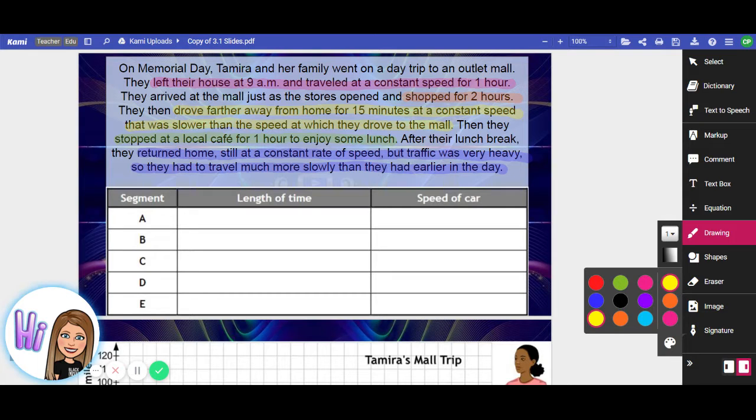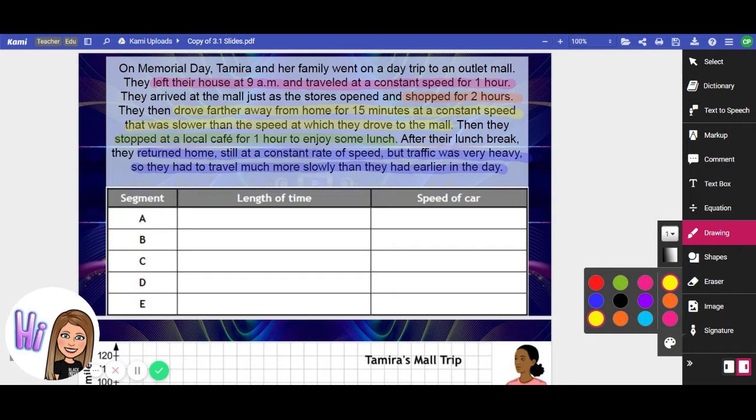On Memorial Day, Tamira and her family went on a day trip to an outlet mall. They left their house at 9 a.m. and traveled at a constant speed for 1 hour. They arrived at the mall just as the stores opened and they shopped for 2 hours. They then drove farther away from home for 15 minutes at a constant speed that was slower than the speed at which they drove to the mall. Then they stopped at a local cafe for 1 hour to enjoy some lunch. After their lunch break, they returned home, still at a constant rate of speed, but traffic was very heavy, so they had to travel much more slowly than they had earlier in the day.